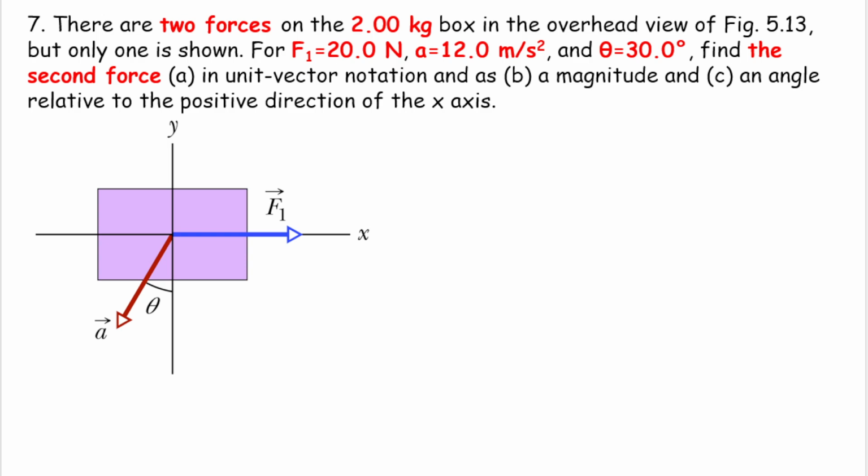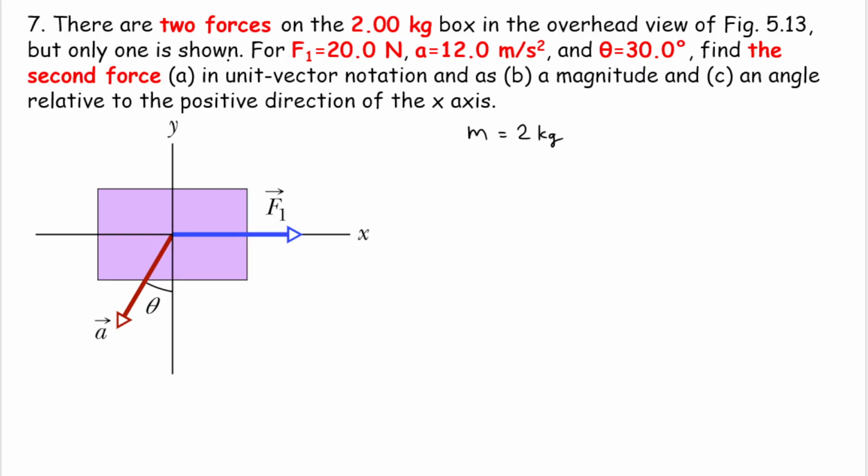Hello, in this video, I will explain how to solve this problem, number 7 from Halliday's book. There are two forces on the 2 kg box in the overhead view. Okay, maybe let's write that first. The mass of the box will be 2 kg.